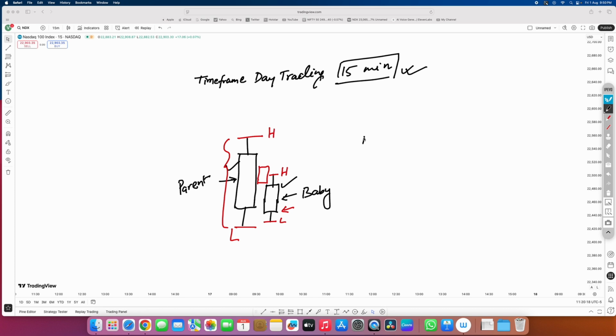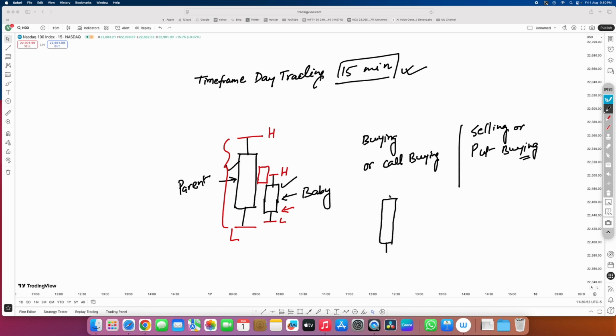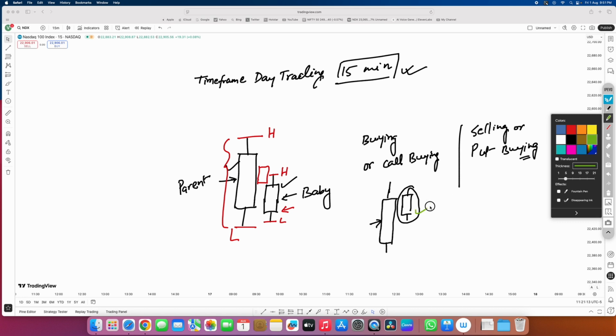Now see, we have two cases, one for buying or call buying, and the second one is selling or put buying, right? For more accuracy, remember one thing. If a candle is formed like this, a big candle, and then an inside candle in the upper part of this big parent candle, this candle will be traded for buying, and this will be our first setup. We'll talk about entry and exit on the chart. Just remember this. Whenever this structure is formed, we'll look for buying, okay?